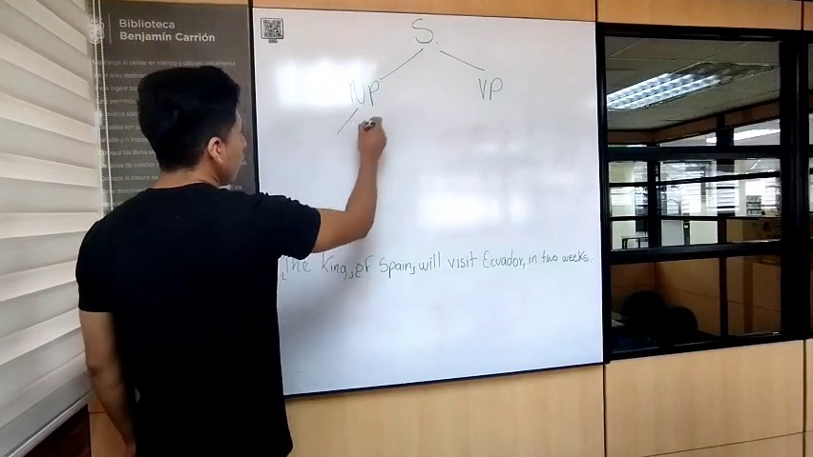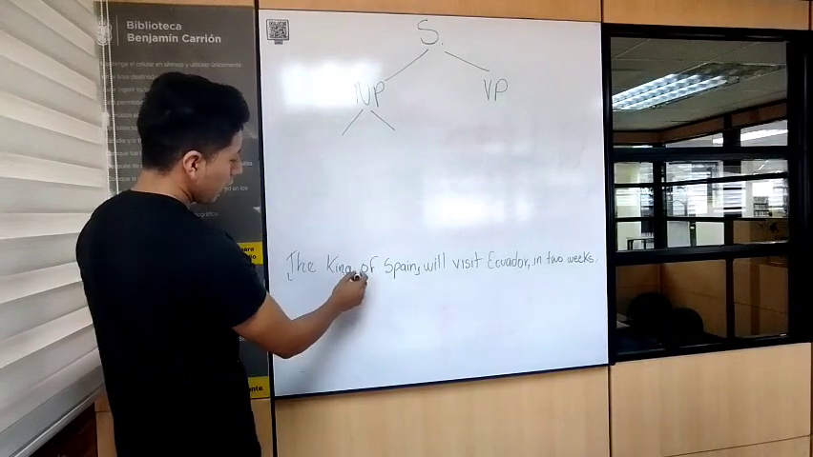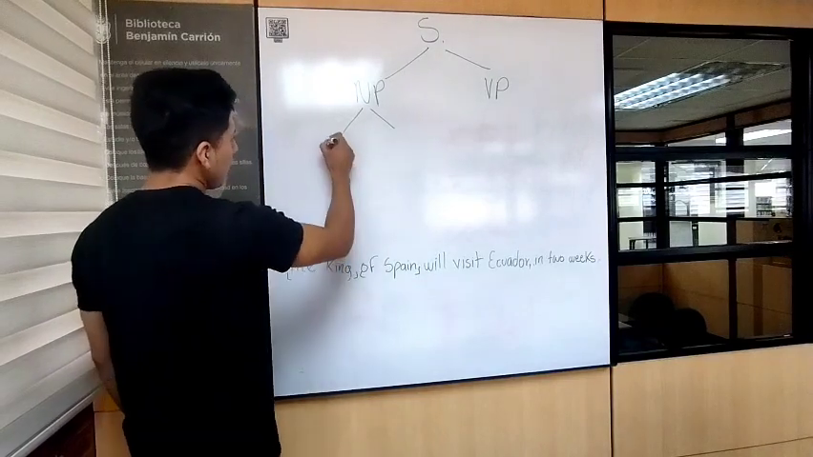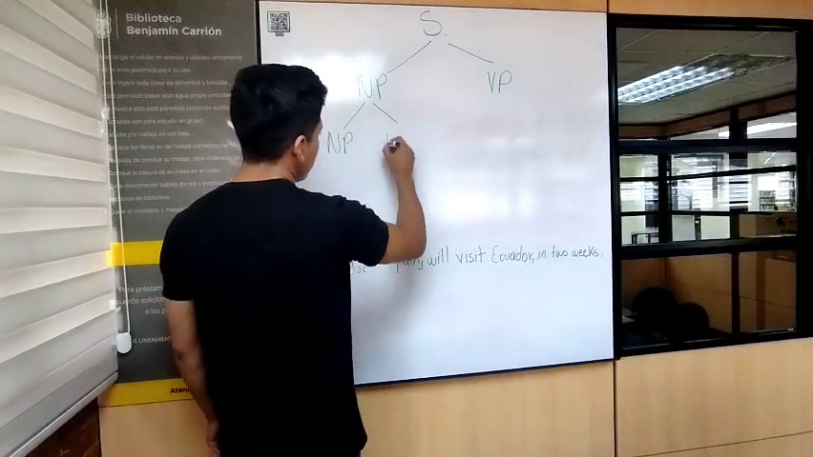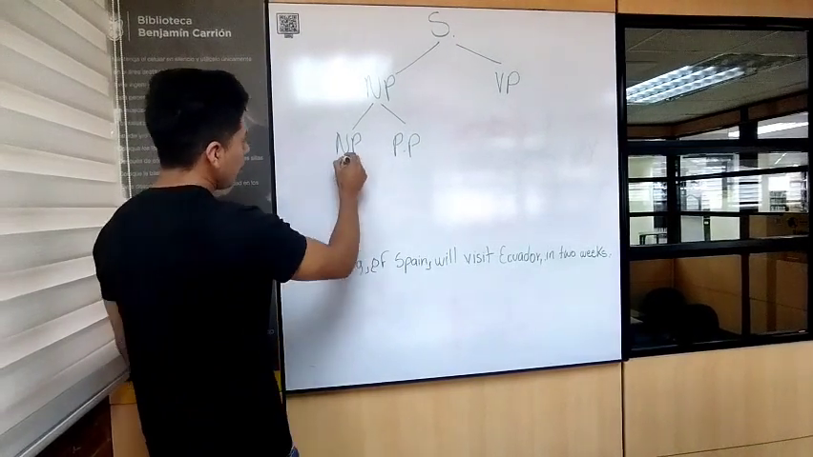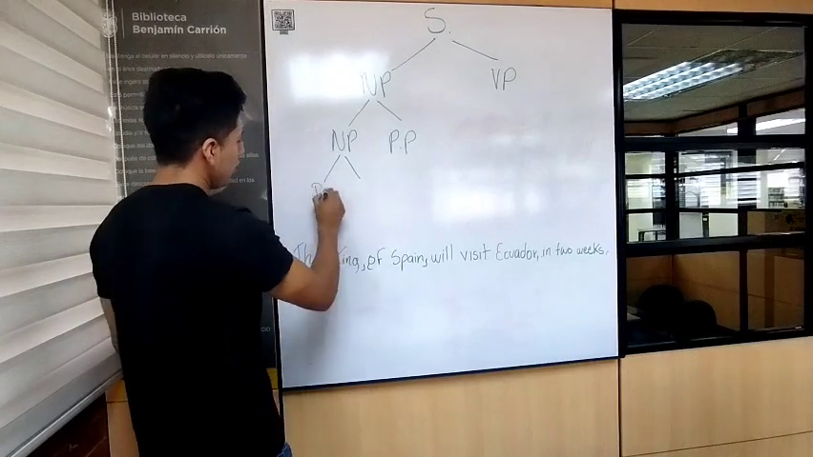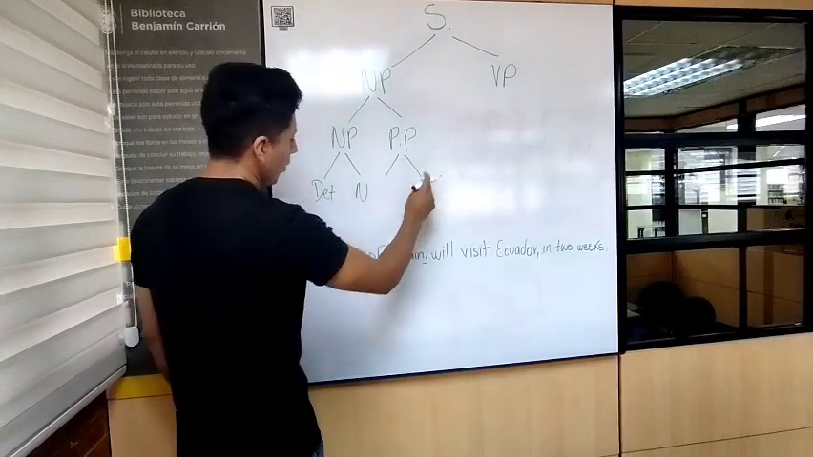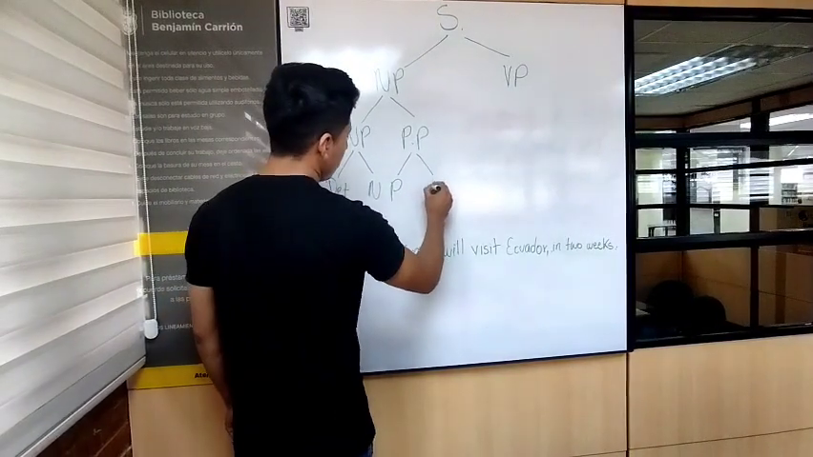So let's see. It is subdivided into a phrase, the king, and another phrase, of Spain. The king is a noun phrase, and of Spain is a prepositional phrase. Why? Because there is a preposition in this. The noun phrase is subdivided into a determiner and a noun. Then we have the prepositional phrase, subdivided into of, a preposition, and Spain, a noun.